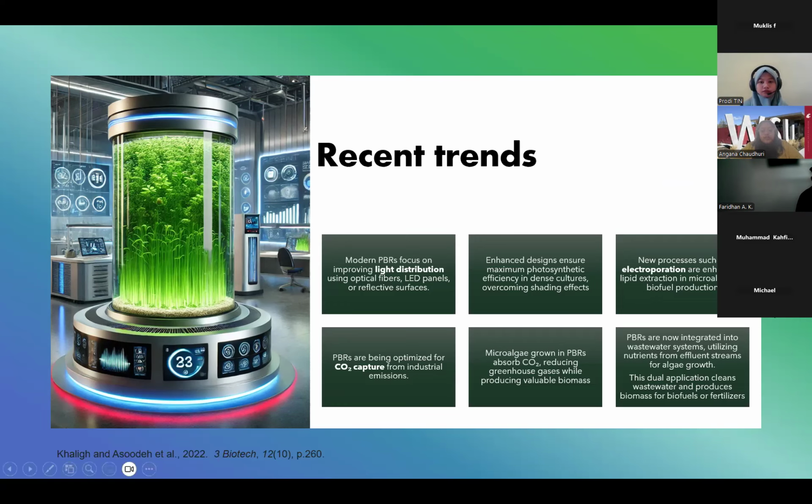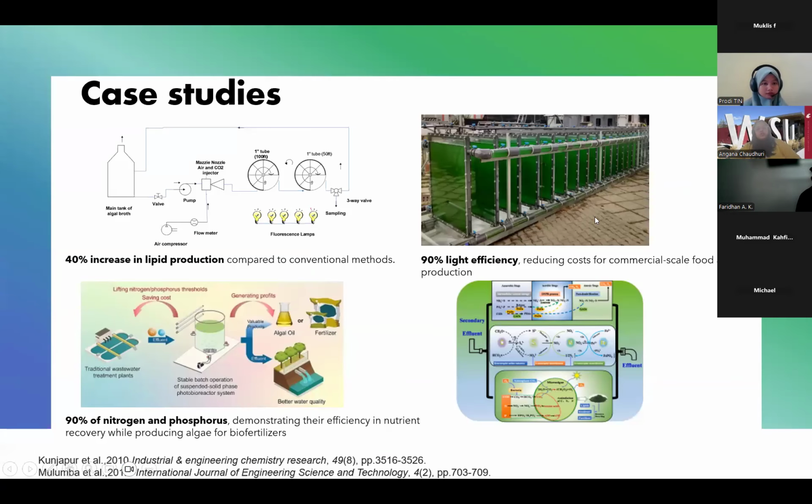Now, depending on these recent trends, we'll see some case studies which have proved some really good results. For example, in one of the stirred tank reactors where algae has been used along with carbon dioxide and air in a closed photobioreactor, there has been a 40% increase in lipid production compared to the conventional method. So we can say that the stirred tank reactor is quite efficient for lipid production. Now, this lipid that you're getting can be converted to biodiesel.